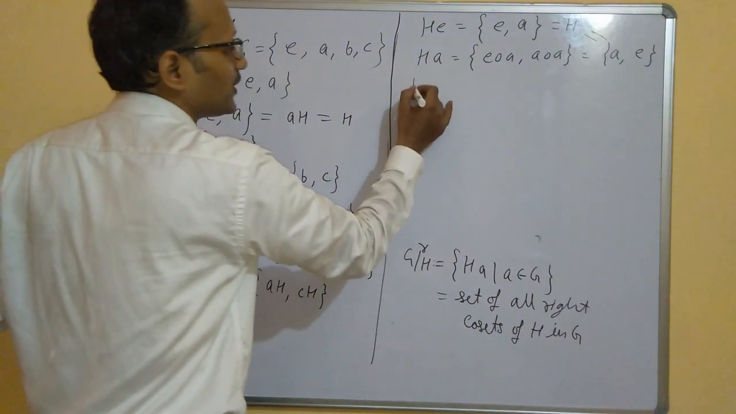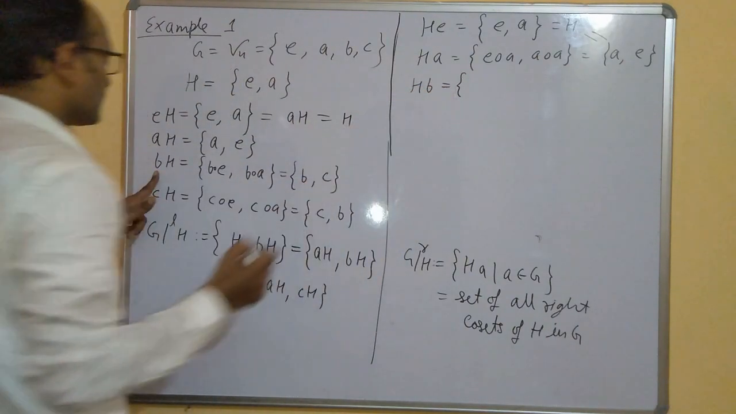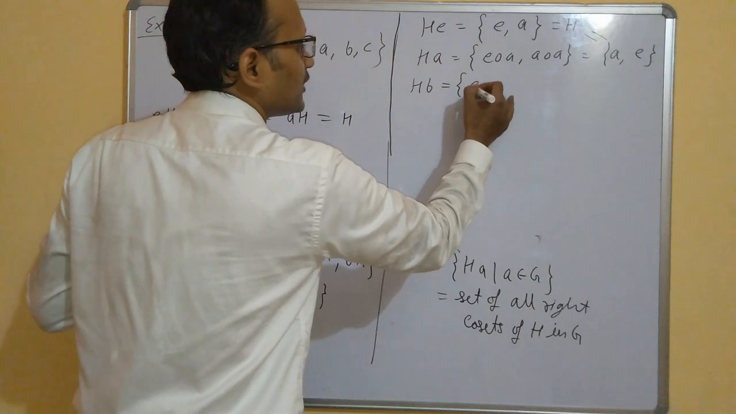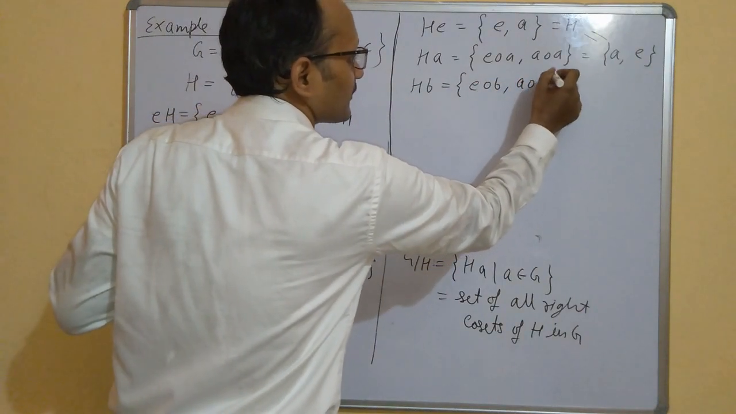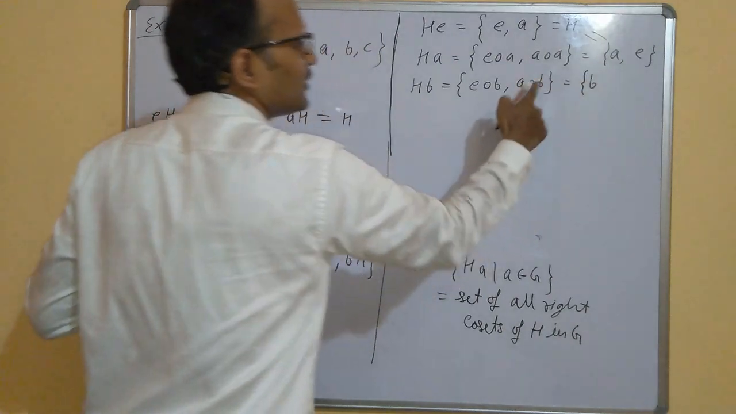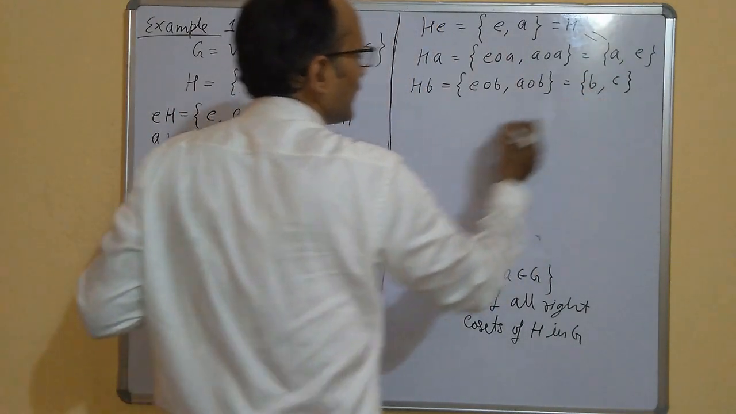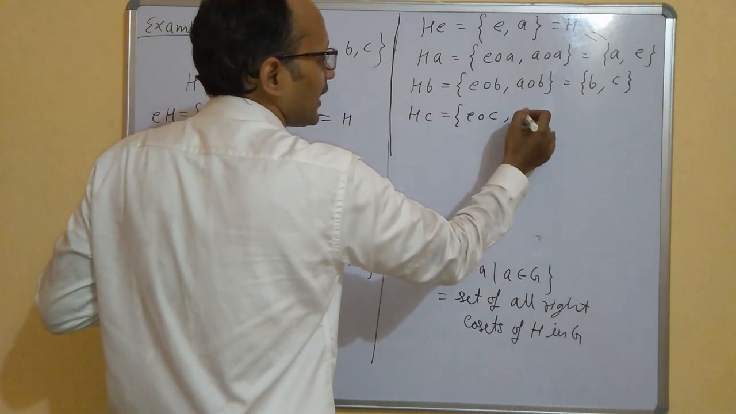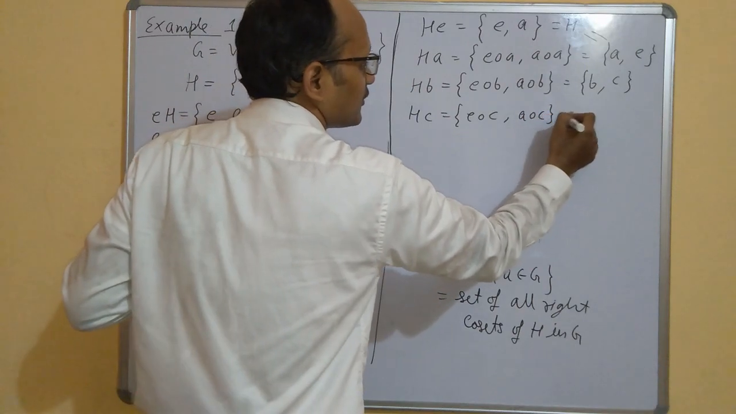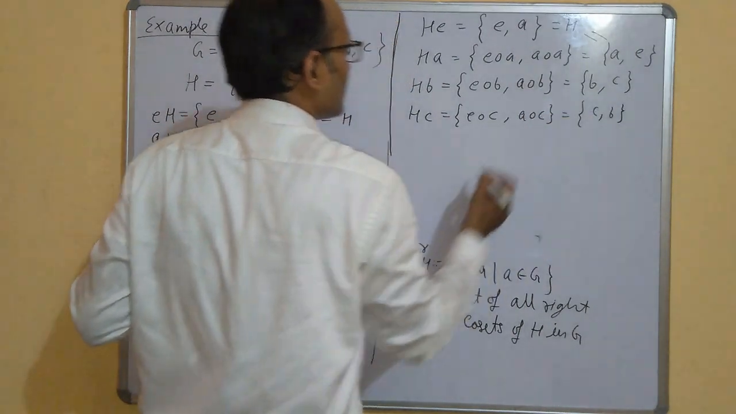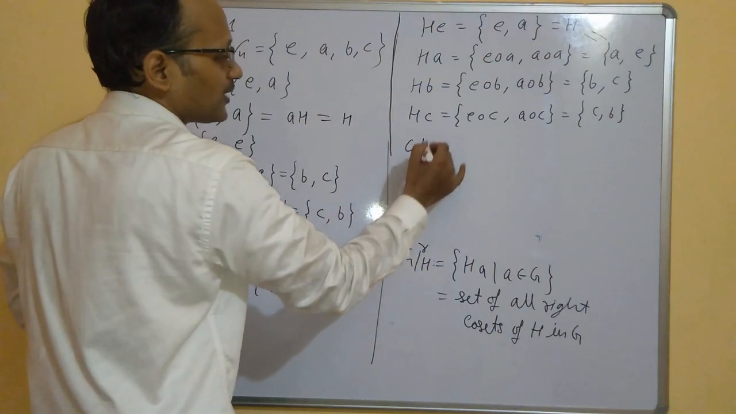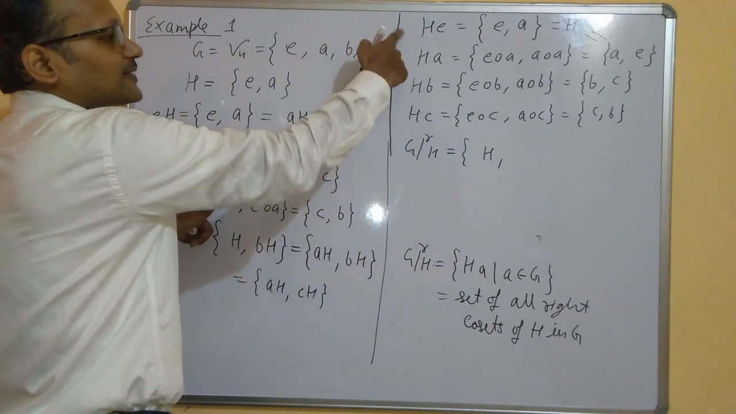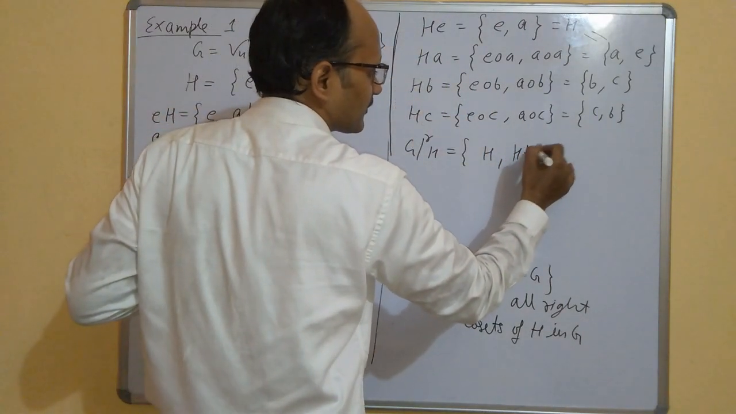Now Hb, so you will multiply b. So e∘b, a∘b, so this is b, and when you take Hc, then it is e∘c and a∘c, so it is cb, so both are the same thing. So if you take the set of all right cosets of H in G, then it is again H. Both are the same, so you may take Hb.